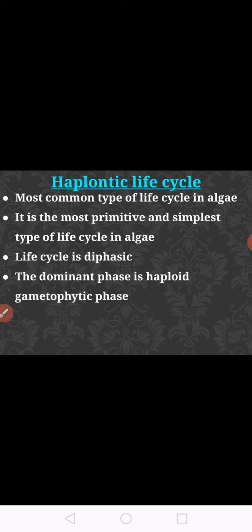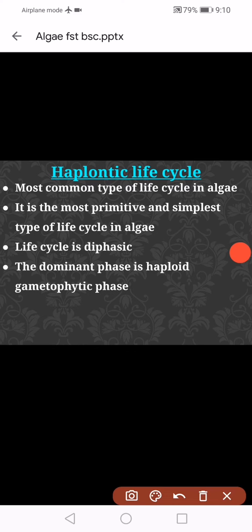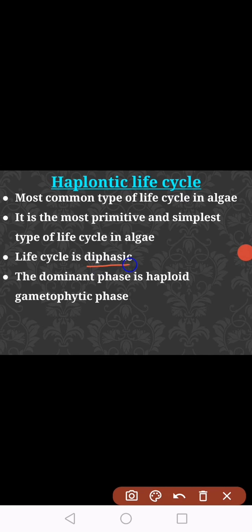We'll move on to the first type of life cycle, that is haplontic life cycle. So this haplontic life cycle is the most common type of life cycle in the algae. It is the most primitive and simplest type, and the life cycle is here diphasic. So what do you mean by diphasic? Diphasic means it possesses 2 phases. So haplontic life cycle is diphasic, means it possesses 2 phases, the gametophyte phase and the sporophyte phase.